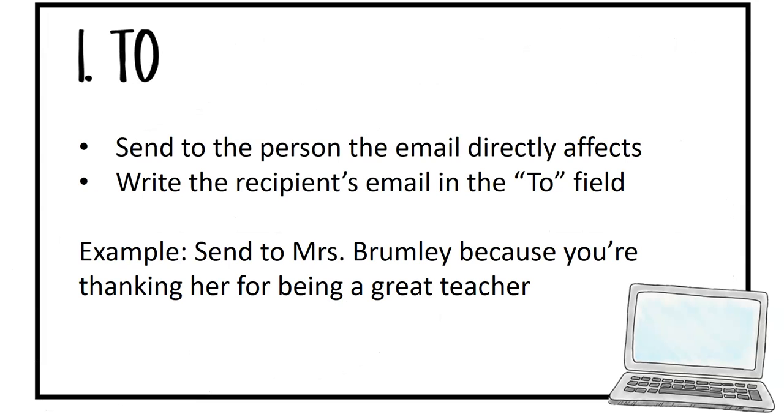So when you're looking at an email, you've clicked compose, you're starting a new one. The very first line you're going to see is "To." Okay, and so "To" is really simple. This is where you are making it known who you're trying to send the email to. So it says you're going to send to the person that the email directly affects. And this is where you'll write out their email. So the example is you're going to email me because you're thanking me for being a great teacher. So in the "To" field, you would type my email. So "To" is who is it going to?